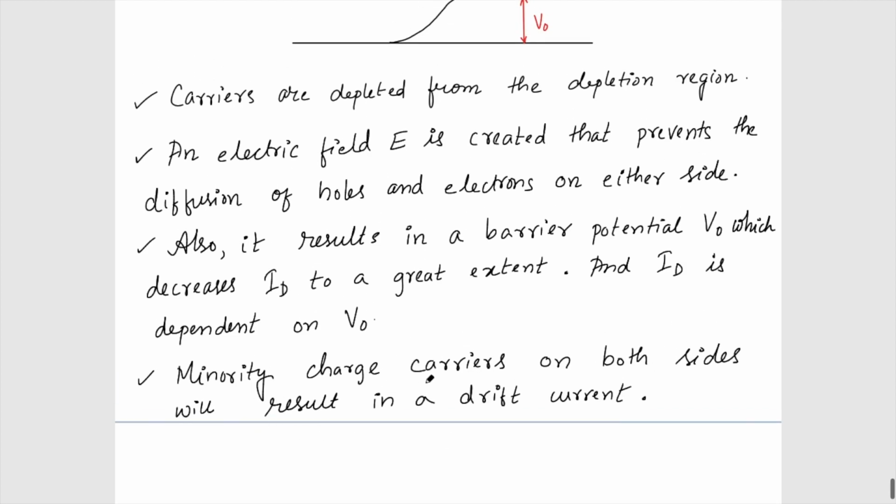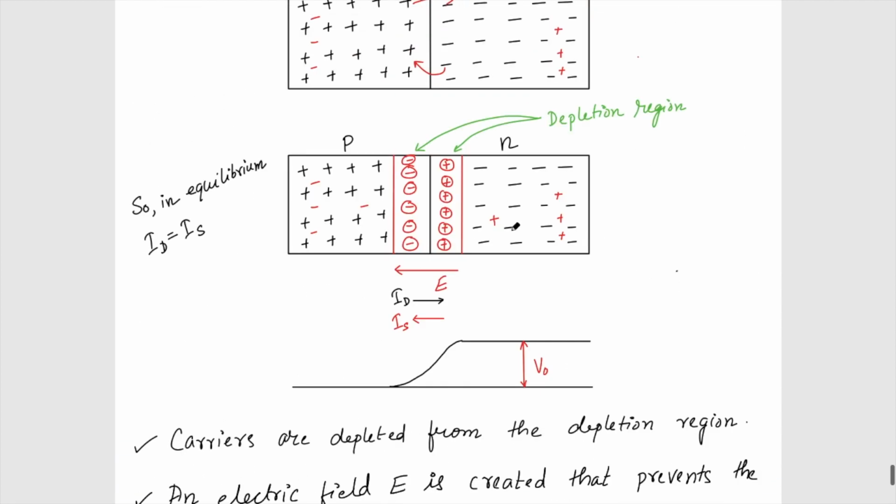Okay, the minority charge carriers on both sides will result in a drift current. The minority charge carriers from the N side, which are the holes, are drifted by this electric field to the P side, and the electrons, which are the minority charge carriers on the P side, will be drifted to the N side, and these two currents will result in a current IS, because both of them are in the same direction. However, note that this IS current is not dependent on the electric field.